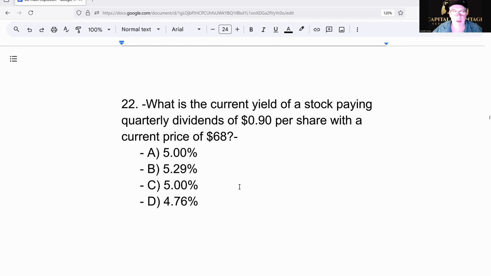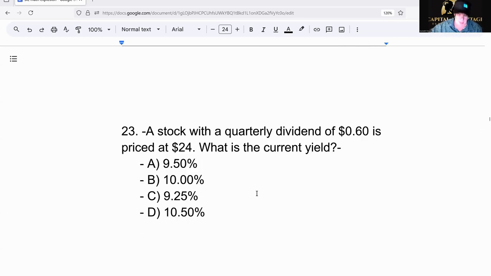Okay. What is the current yield of a stock paying quarterly dividends of 90 cents? 0.90 times 4 equals 3.6 divided by 68 is 5.29%. And there it is, B. This is easy, people. You should be rolling. You should be beating me to this. 0.6 times 4 equals 2.4 divided by 24 equals 10%.